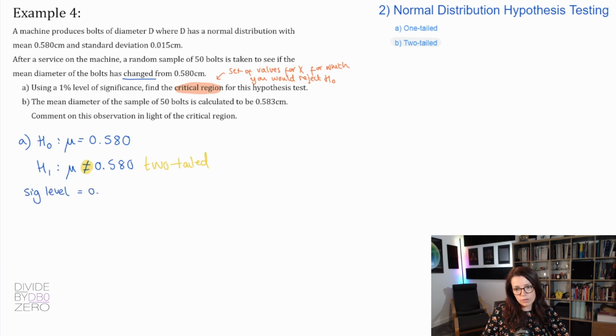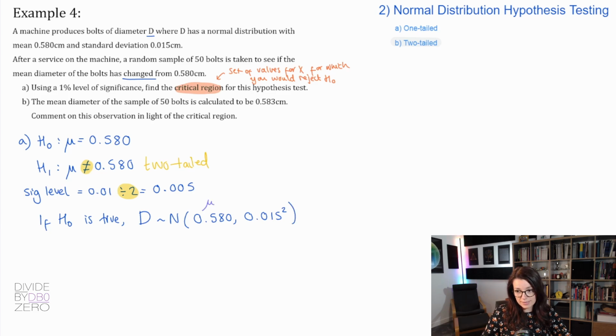So this means it's a two-tailed test, means we have to divide our significance level by 2. So we'll do 0.01 divided by 2, which will be 0.005. I would then write if H0 is true, then D, in this case, because that's the letter they've used, is normally distributed mean 0.580, standard deviation 0.015 squared. Again, you could write mu and sigma squared on top to remind yourself. I would then write down the sample mean, so D bar is normally distributed with the same mean, but this time 0.015 squared over the sample size, which is 50. Again, that is sigma squared, so it's worth writing down somewhere that sigma would be 0.015 over root 50.